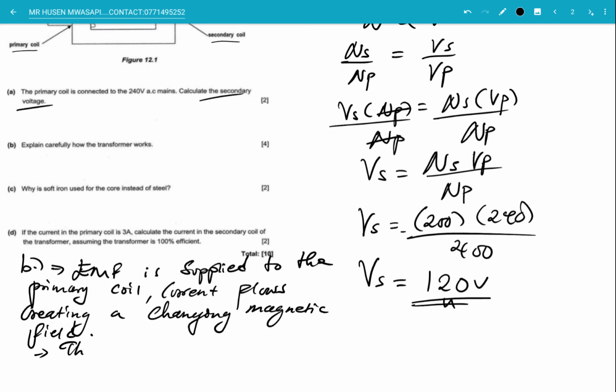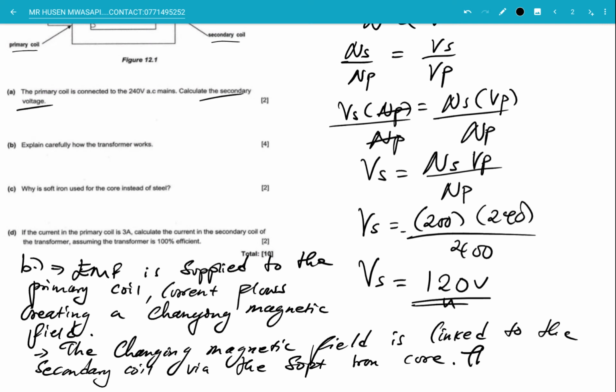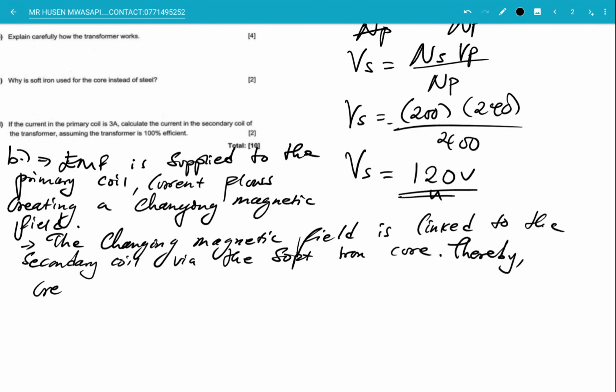So let me write that. So the changing magnetic field is linked to the secondary core via the soft iron core, and when that happens, that's what you conclude by saying thereby creating an induced EMF in the secondary core.